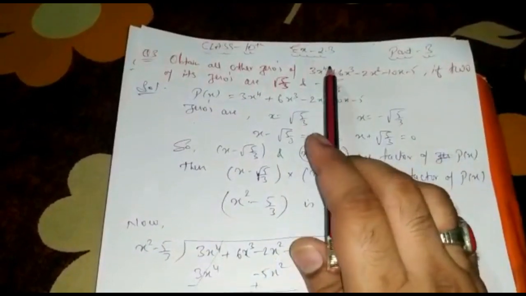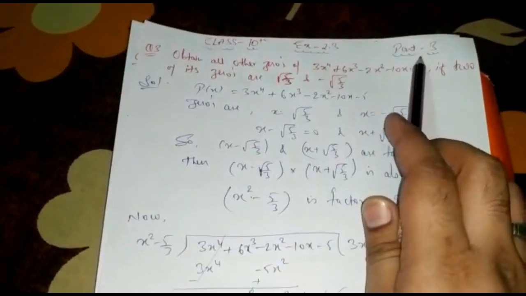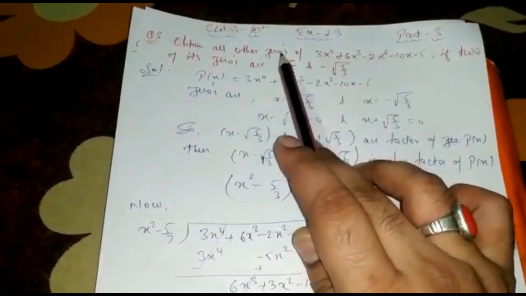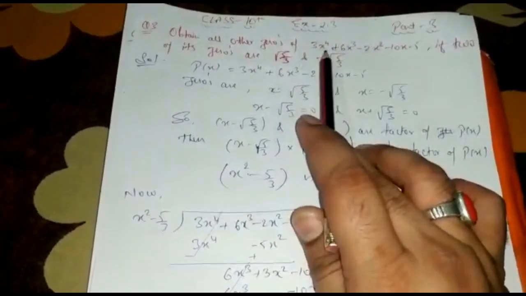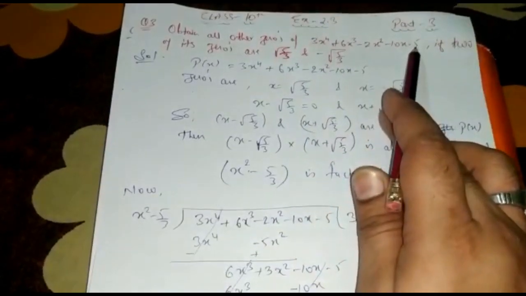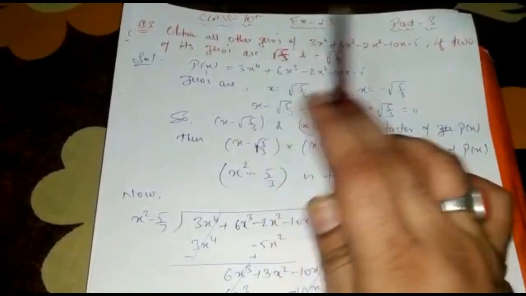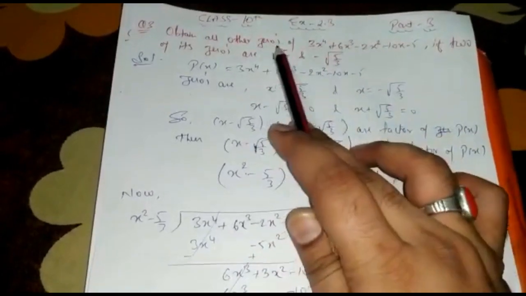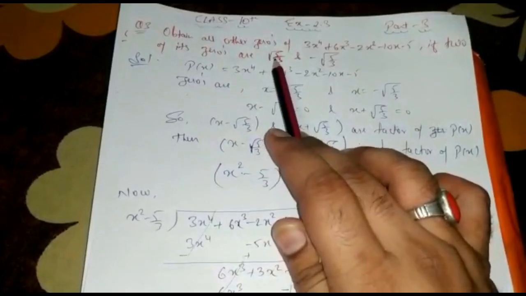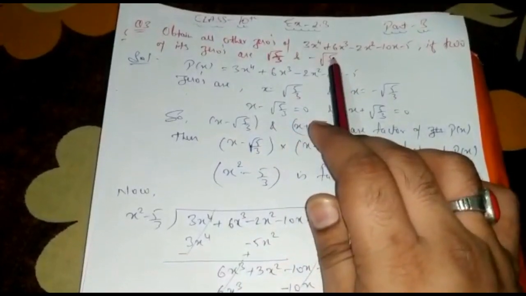So this is Exercise 2.3, part 3 of this exercise of class 10th. The question is: obtain all other zeros of 3x to the power 4 plus 6x cube minus 2x square minus 10x minus 5, if two of its zeros are root 5 by 3 and minus root 5 by 3.